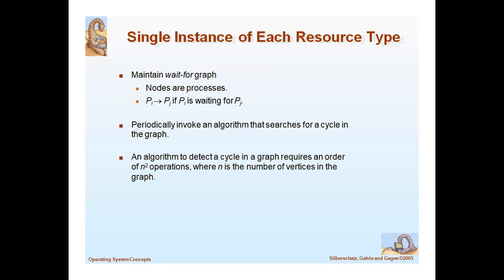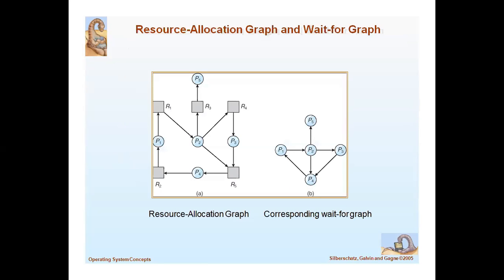So see here, for a single instance of each resource type, we will maintain the wait-for graph. Here the only nodes are processes, whereas a resource allocation graph contains nodes that are processes and resources. If Pi points to Pj, it means Pi is waiting for Pj. So, for example, see one example here.